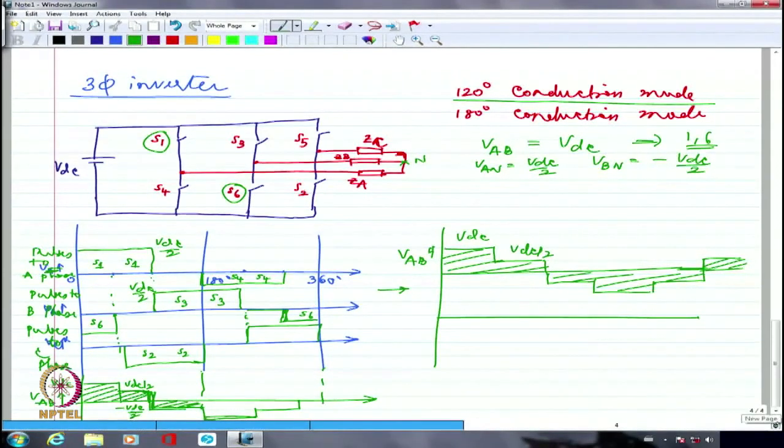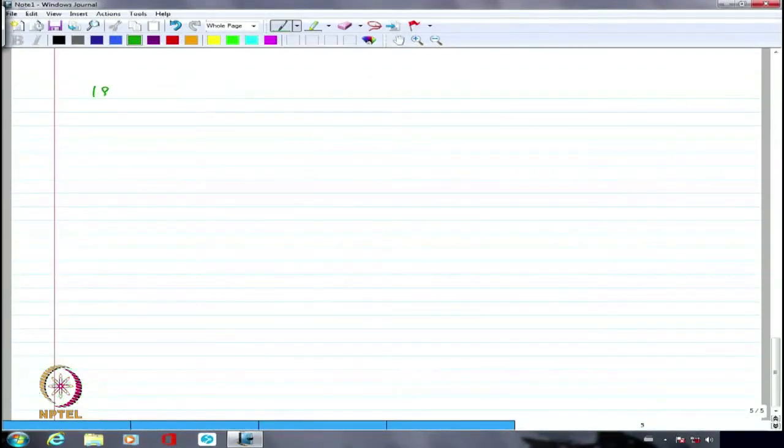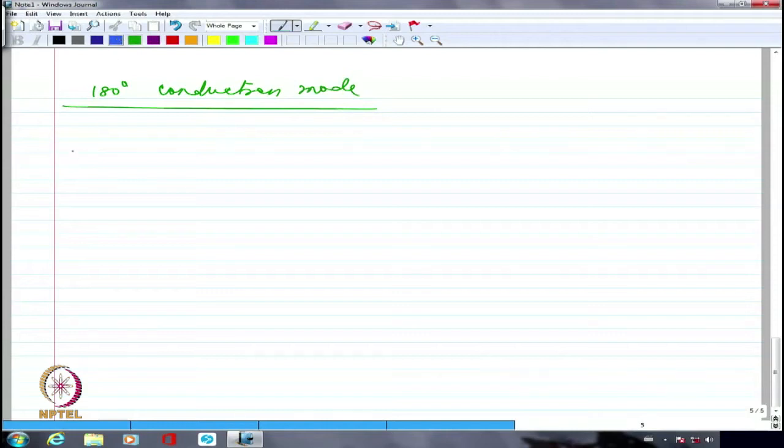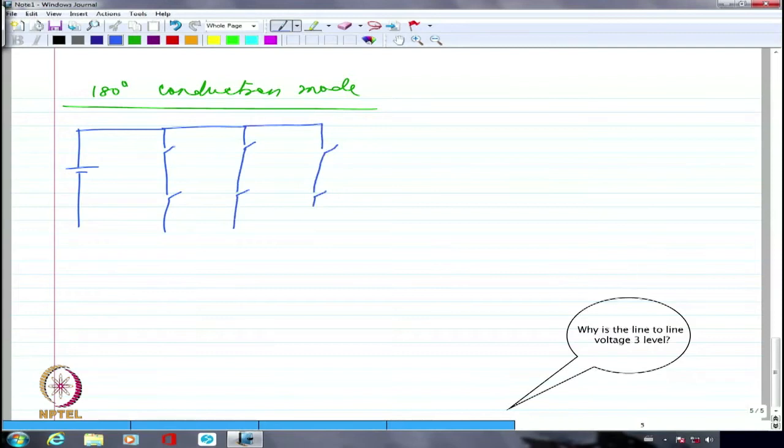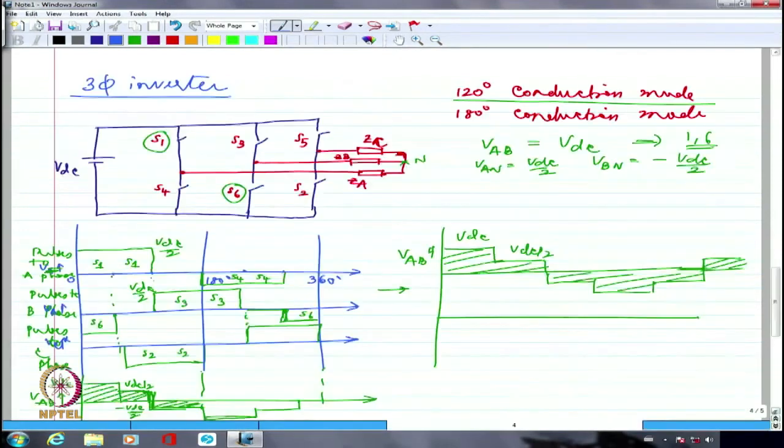So if I look at the 180 degree conduction mode, let us again take the same inverter. Three stages are because if I am not having any voltage at all in B, whatever is my A phase voltage is returning through the third phase, not through B. It is returning through C phase. So B phase is not at all involved. There is no current through B phase. So B phase is dead.